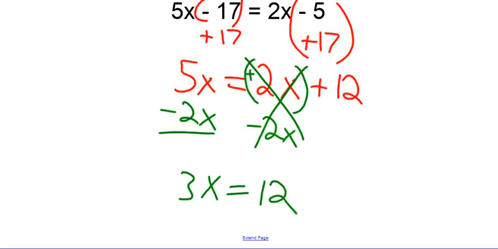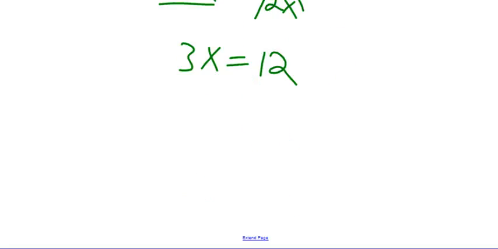We have the expression, though, as it works. Finally, we can solve for x, and we can divide by 3, and we can say x equals 4.